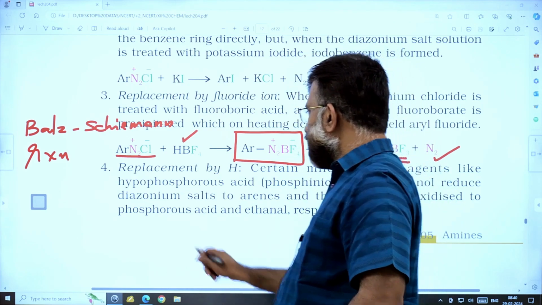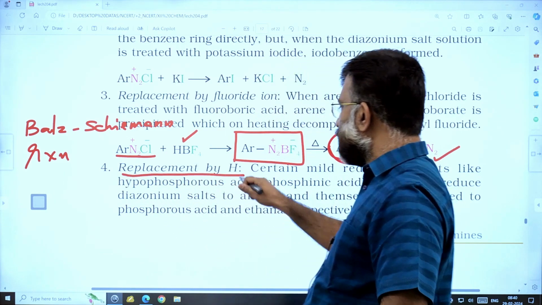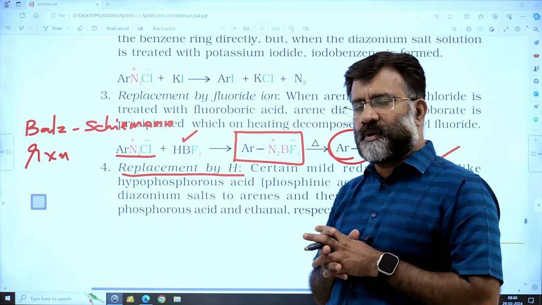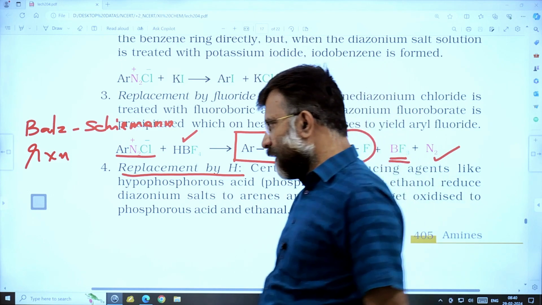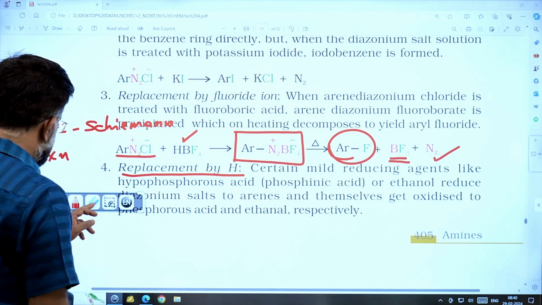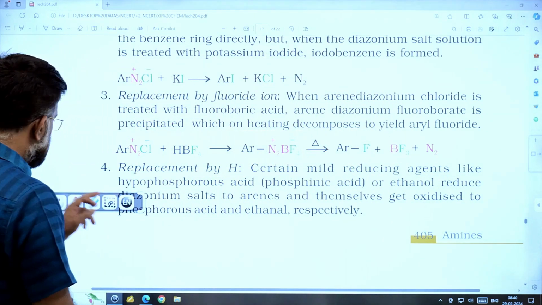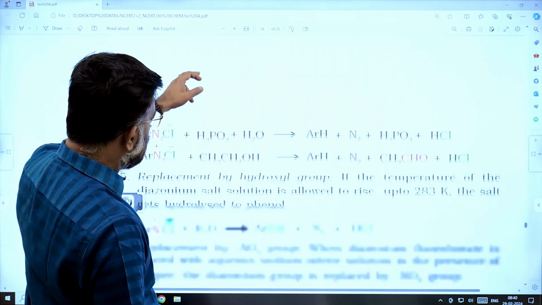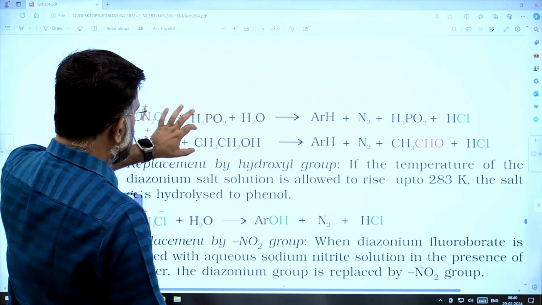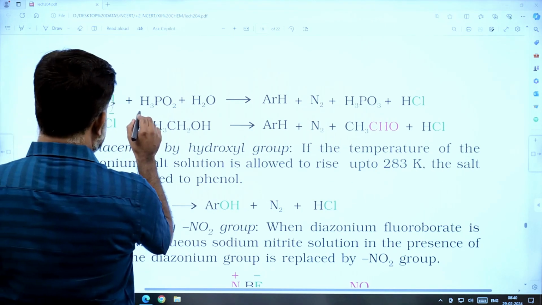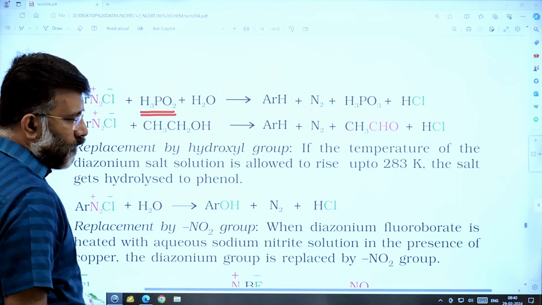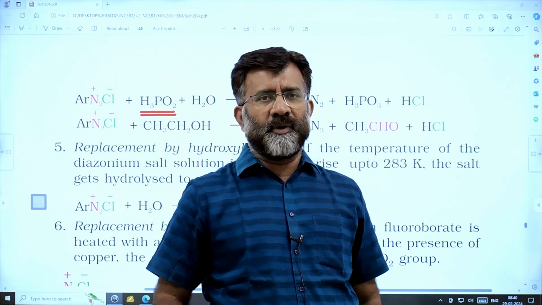Now, one of the very important reactions is replacement by hydrogen. How is benzene diazonium salt reduced to benzene? How can that be done? That is an important reaction of benzene diazonium chloride treated for reduction. This is the reaction. Benzene diazonium chloride treated with hypophosphorus acid, H3PO2. What is the name?